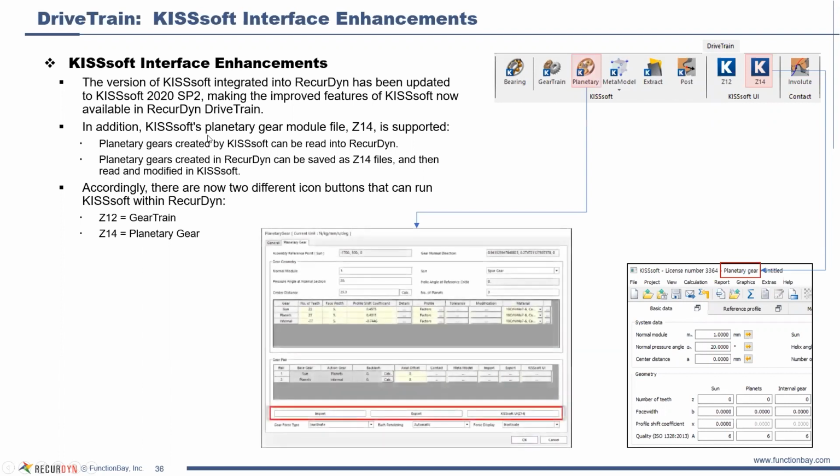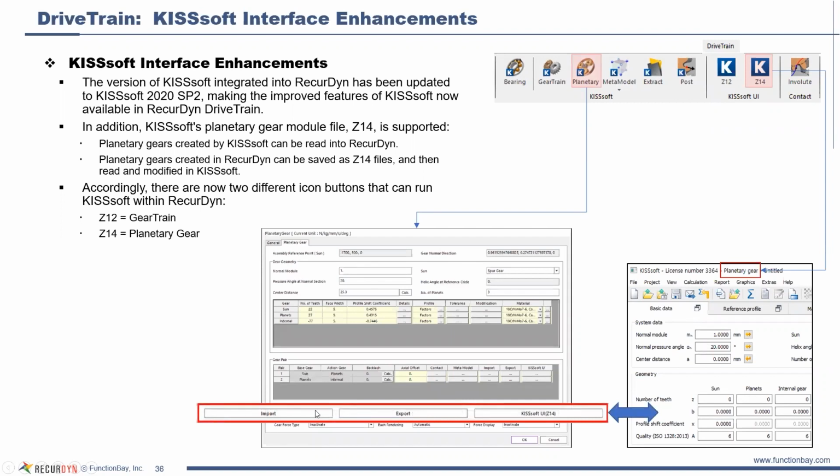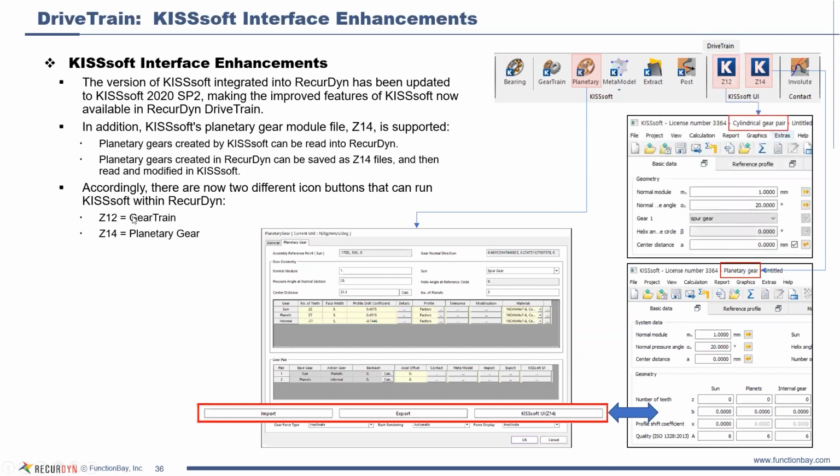And then also, if you create a planetary gear in RecurDyn, then it can be read and modified in KISSOFT with these particular controls where you can import, export, or just bring up this interface here. So now with this addition, there are two buttons in the interface, where the Z12 button corresponds to the existing gear train capability, and then Z14 now will bring up the new planetary gear capability.